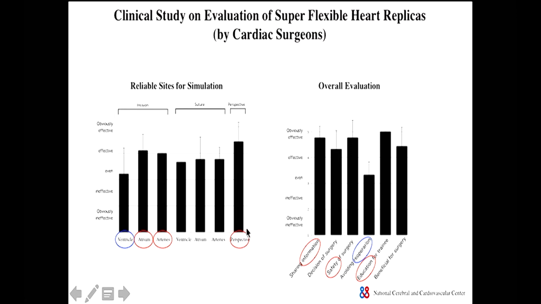Highly evaluated in this case. And over availability of operation, sharing information, and safety of the surgery, and education for the trainee. So in those points, these simulations worked very well for the surgical operation. However, avoiding the operation is very hard to decide, because it takes 5 or 10 years to get this long-term prognosis in these cases.